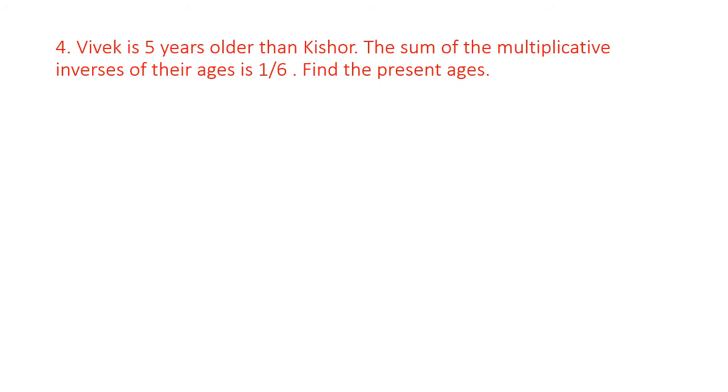Vivek is 5 years older than Kishore. So we'll do that first. Okay. So find their present ages. We have to find out the present ages of who? Of Vivek and Kishore. So we consider the present age of Kishore as x. I'll tell you why.